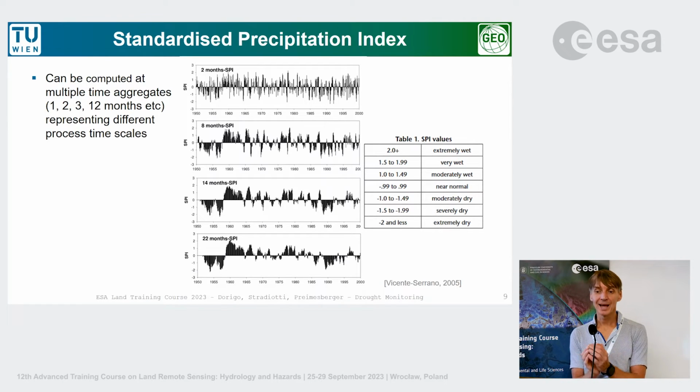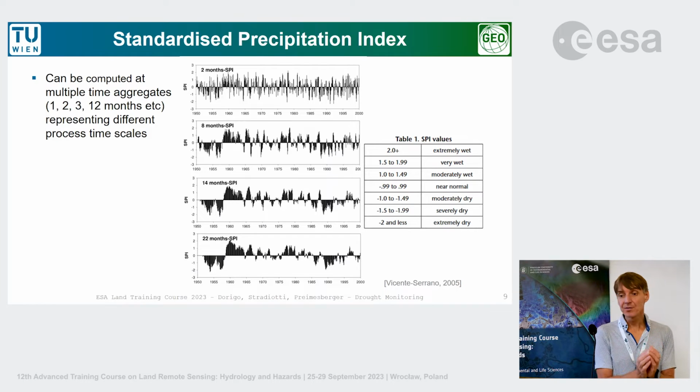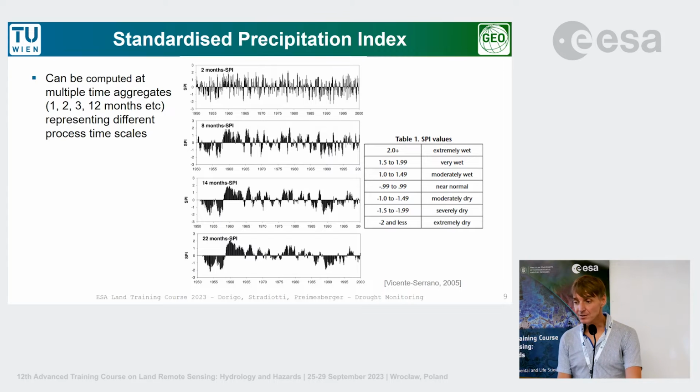And so you can aggregate it for 1 month, but you can also do it for 2 months, for 3 months, for 12 months, even 24 months. And you can see the longer the integration period, the more lower frequency patterns you get. So in the 2-month SPI, you see a lot going up and down. But if you move towards longer periods, at the bottom you see 22 periods, then you see there is a very much longer, lower frequency signal in there.